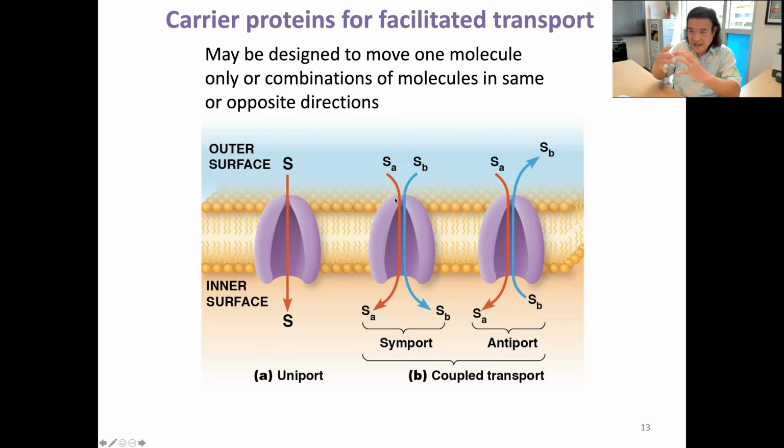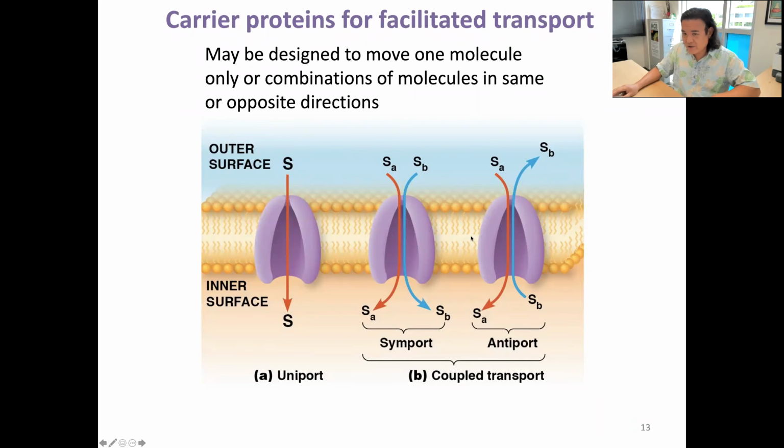There's nothing to say that this particular protein carrier molecule might not be shaped in a way that it can bind two different solutes at the same time, like solute A in red and solute B in blue, right? And once those two things bind, both of those molecules are moved in at the same time. That would be a situation where the cell needs relatively equal amounts of solute A and solute B at the same time, so it would make sense to move one molecule of each. So that would be a symporter, right?